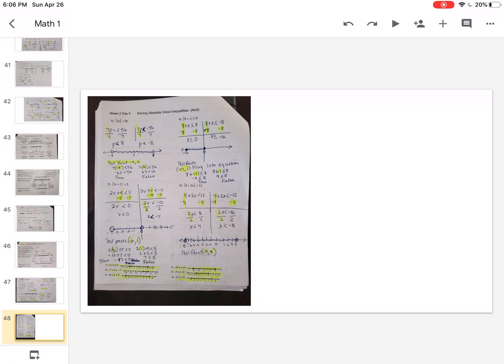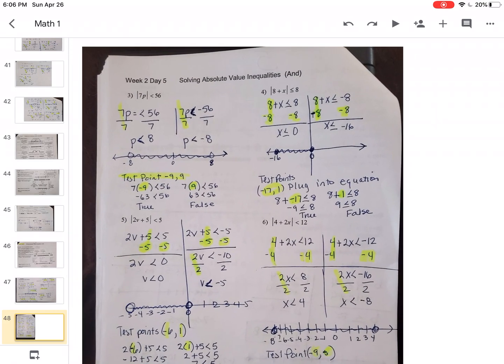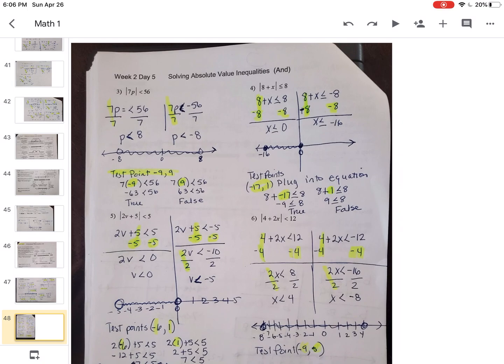Okay, so let me open this up a little bit. The absolute value of 7p is less than 56. Divide both sides by 7. 7 goes into 56 8 times. 7 goes into negative 56 negative 8 times. Then plot your line. I did test points on these that you can look at. Basically, again, you're just choosing a number on opposite sides of the circles that are not shaded in and seeing what is true or false.